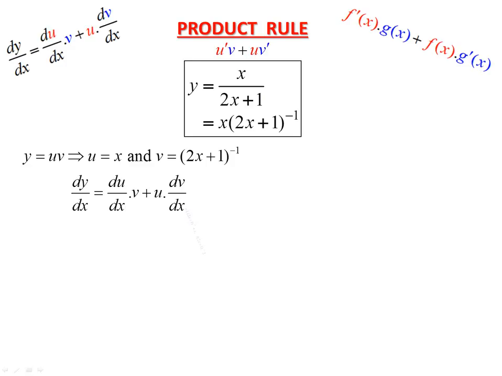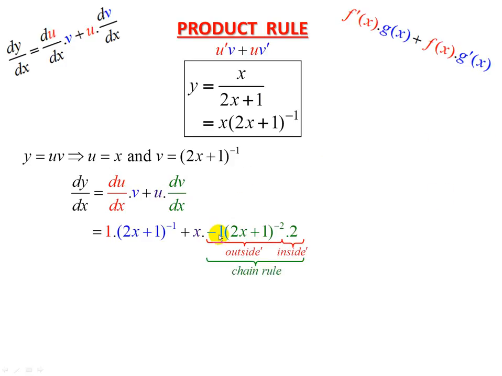There's our formula. Now we're relating it to this question. du by dx is 1 times v, plus u, so u is x, times dv by dx. Notice once again we have a chain rule situation. So we're going to have the derivative of the outside function, multiply down, 2x plus 1 to the negative 2. Times the derivative of the inside, which is 2. And there's your chain rule.